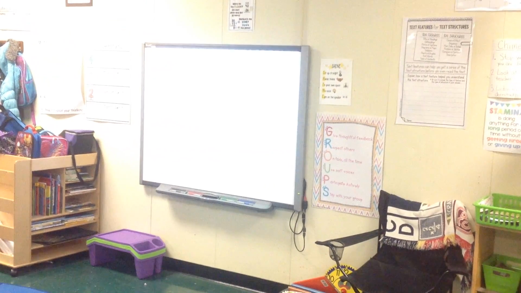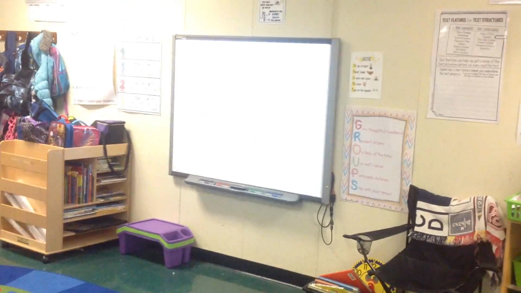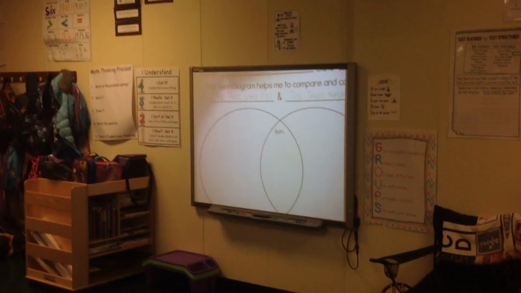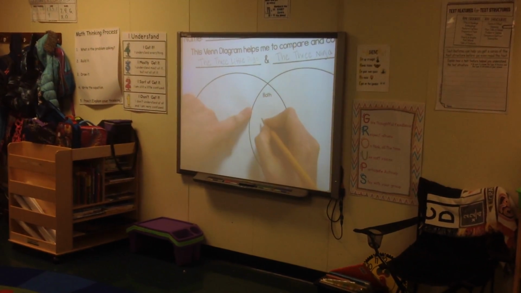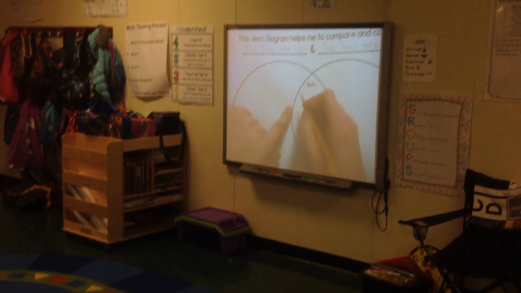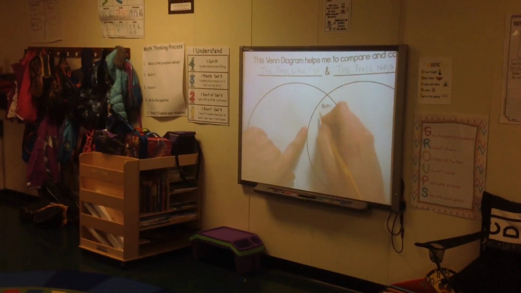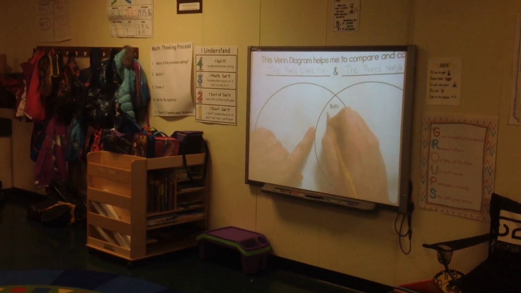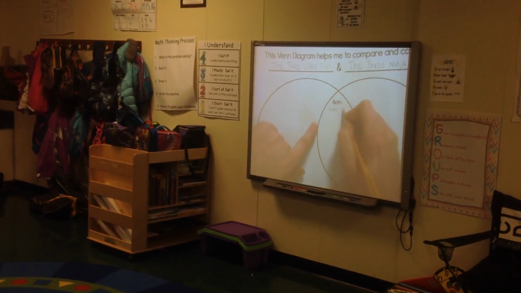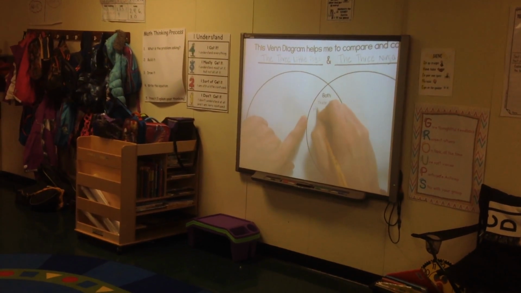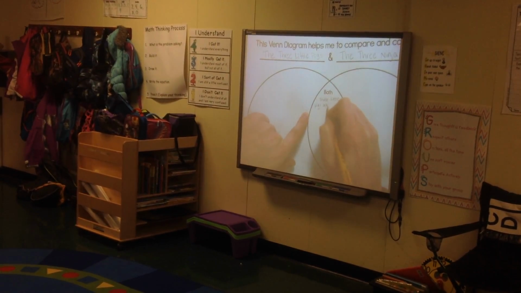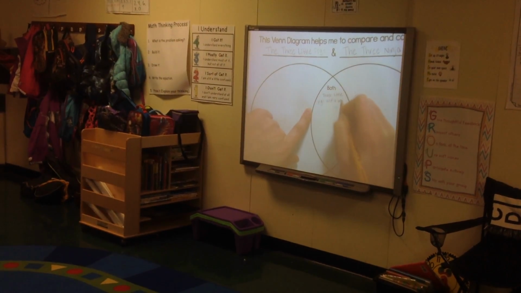Okay? So in this part, try not to write it so big, okay? So one thing that we talked about that was similar was, both stories had 3 little pigs and a wolf. And you can write here, 3 little pigs and a wolf.